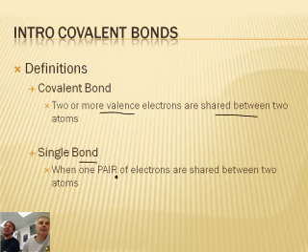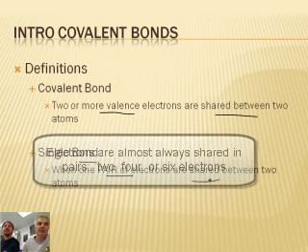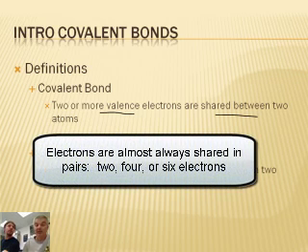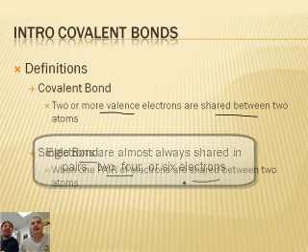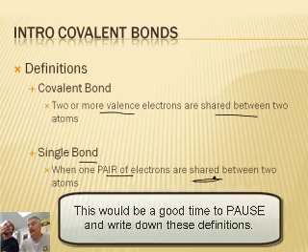A single bond is when one pair of electrons is shared between two atoms. There's actually double and triple, which we'll talk about later. And folks, what you should do is just copy these down, and then you'll see how they apply a little bit later. So it's the sharing principle.